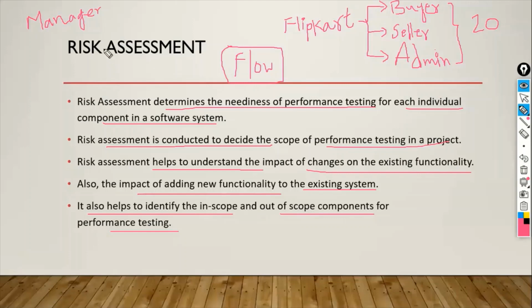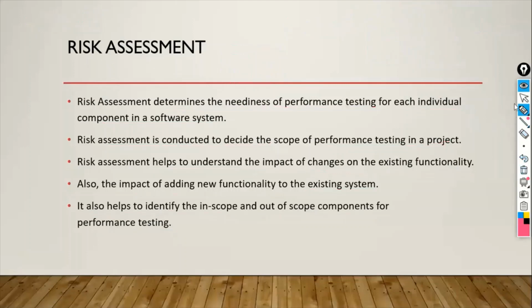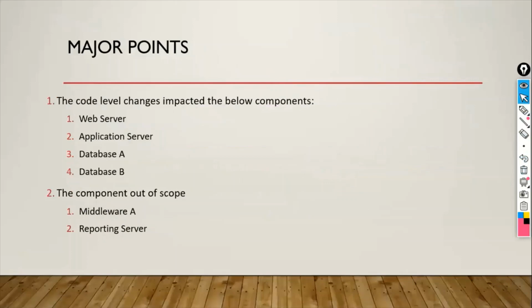So finally, what I want to tell here is, in the risk assessment stage, after keeping the meeting, the manager is going to put the major points over here, which are related to the code level changes. If any code level changes happen, what are the impacted components that he is expecting, or if the application is already in production, based on the different logs, they are going to identify which particular component got affected because of some code level changes.